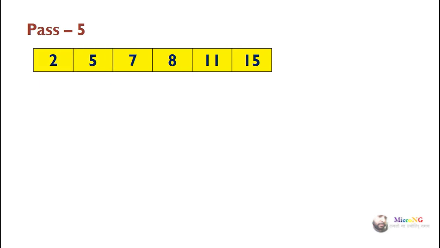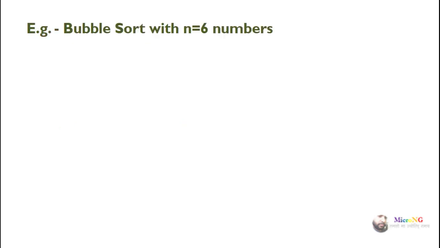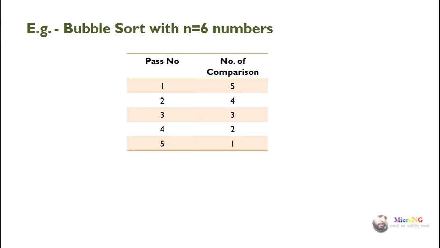So both 2 and 5 become part of the sorted order. In pass number 5, we made only one comparison, which is equal to 6 minus 5. So when we look at the bubble sort with total n equal to 6 numbers, we made a total of 5 passes, which is n minus 1. Total n minus 1 passes, starting from pass number 1 to 5.